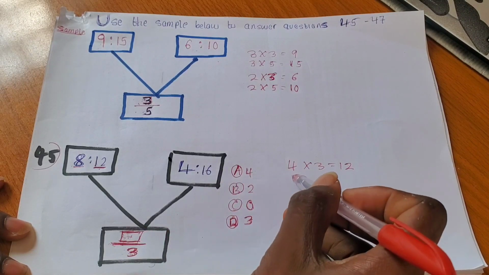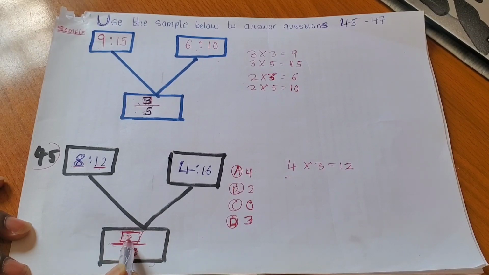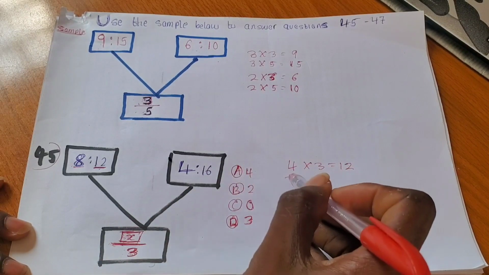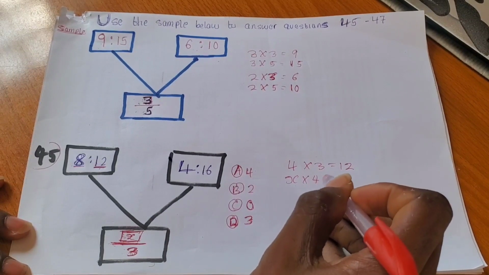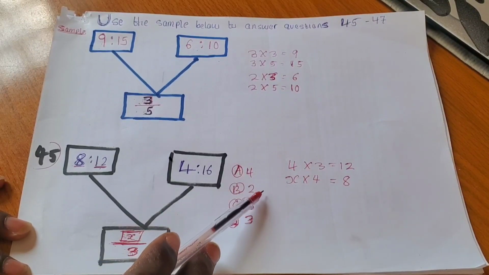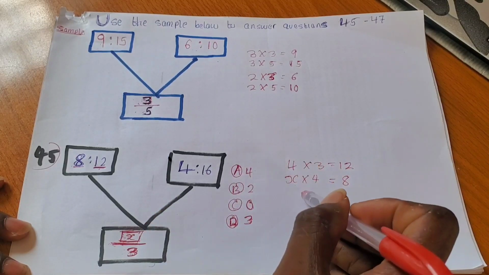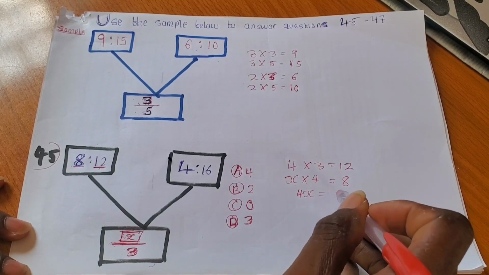But I don't know what is going to be inside this box. Let us represent it as maybe x. So x times 4 must give me 8. But the goal is to determine the value of x. So x times 4 will give me 4x. So I'm going to have 4x is equal to 8.